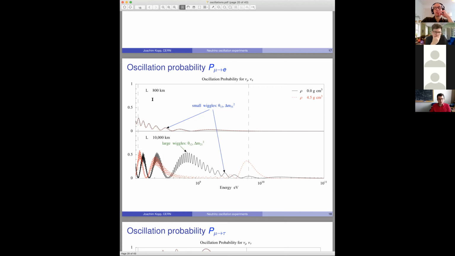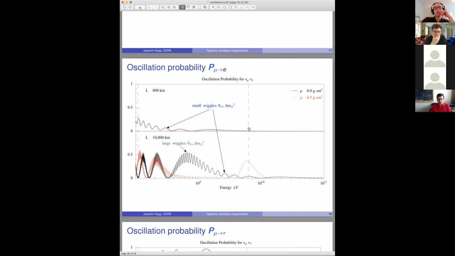Not so much at the short baseline of 800 kilometers, but at the large baseline of 10,000 kilometers. Here you see the MSW resonance. In a region where the oscillation amplitude in vacuum is extremely small, the oscillation amplitude in matter becomes pretty large. And this happens precisely at the energy of the MSW resonance, which is indicated by this vertical dashed line. You see that also at lower energies, the presence of matter leads to some substantial deviations between oscillations with and without matter. But the most striking feature is really this resonance up here at energies of several GeV.